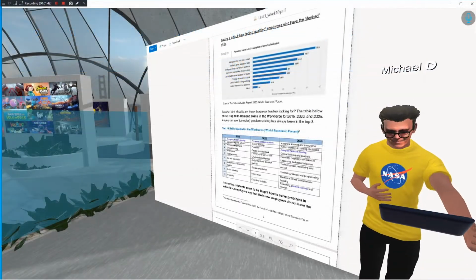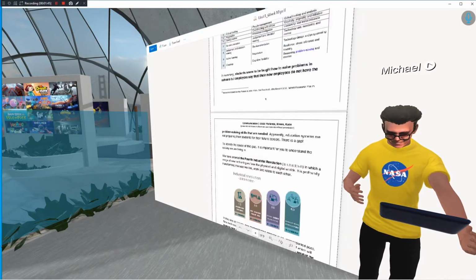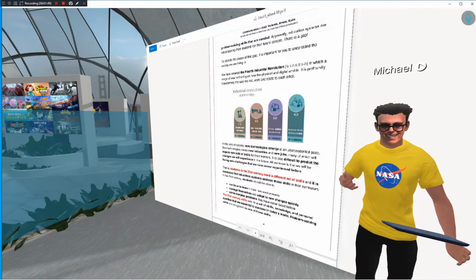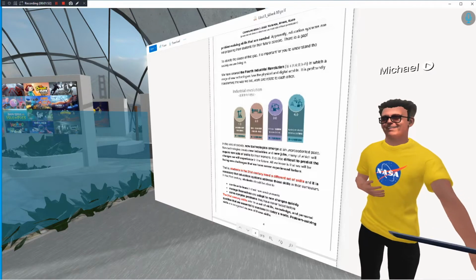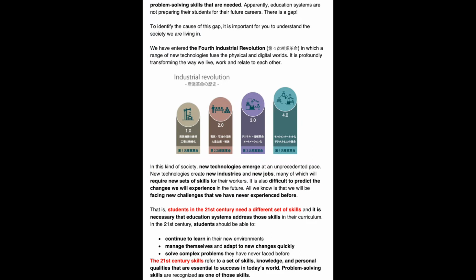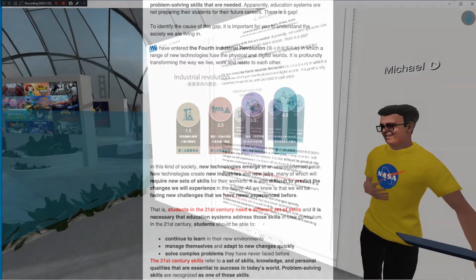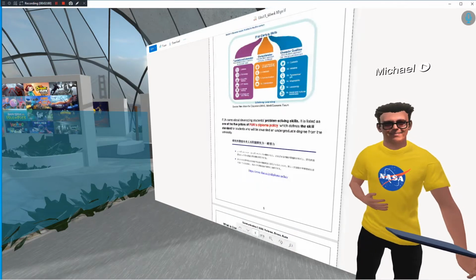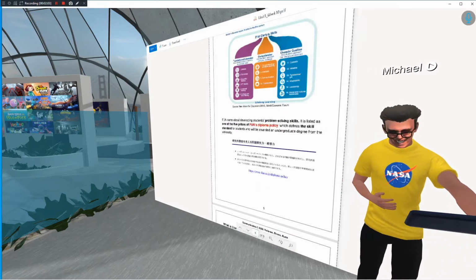As we are moving into what is known as the Fourth Industrial Revolution, it's important that students in the 21st century need a different set of skills, and it's necessary that the education system, such as Communication 3, address those skills. We're looking for you to continue to learn in new environments, to manage yourselves and adapt, and to solve complex problems that maybe you've never faced before. These are the skills of the 21st century employee.